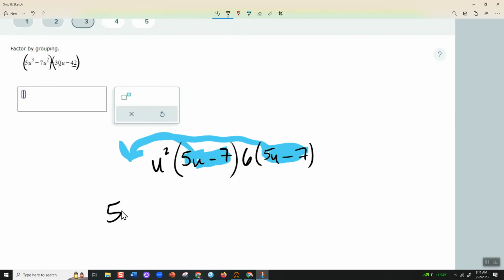So now the 5u minus 7 is going to go on the outside here. We get this u squared. It's going to go right here. And the 6 is going to go right here. We keep the positive, that's the sign of this, right here, positive 6 for the middle of that, and that becomes our answer, 5u minus 7 times u squared plus 6.